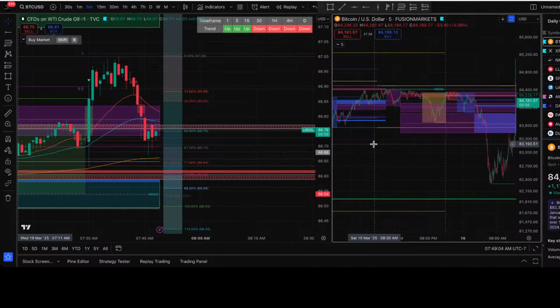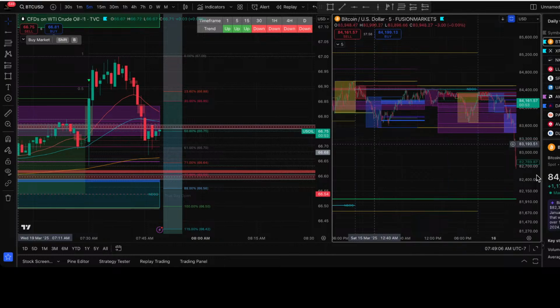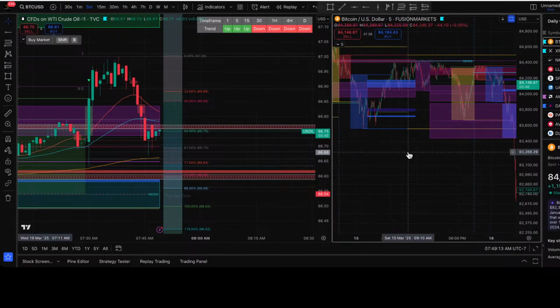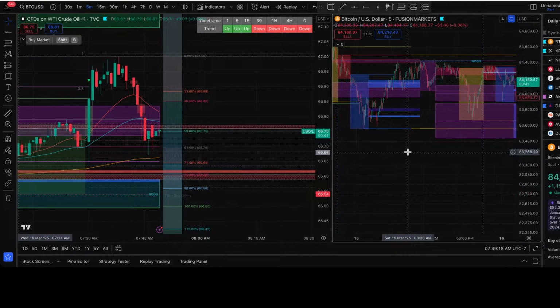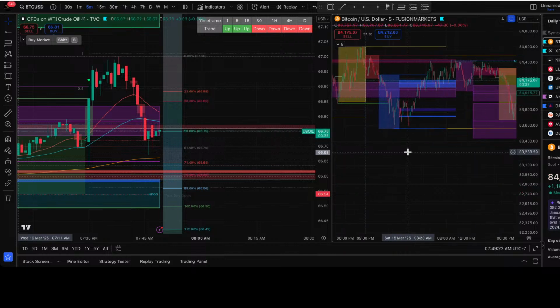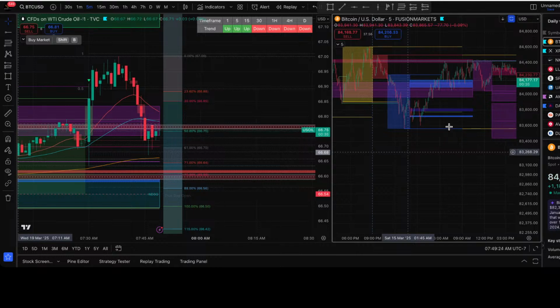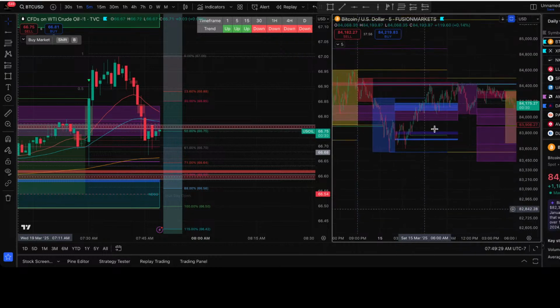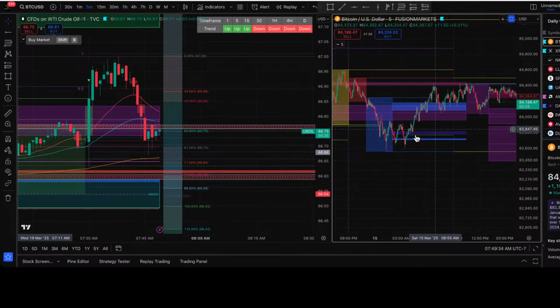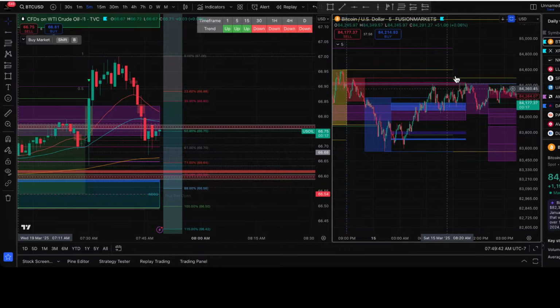I just want to see, assuming we broke the top first of the manipulation range. So a bit of a consolidating session. There's the bottom of the range right here. I believe the top of the range is right here in the purple zone. So the market did manipulate to the upside first.